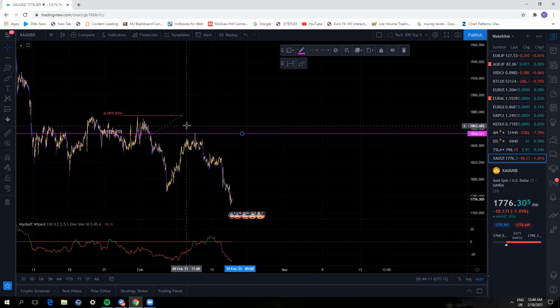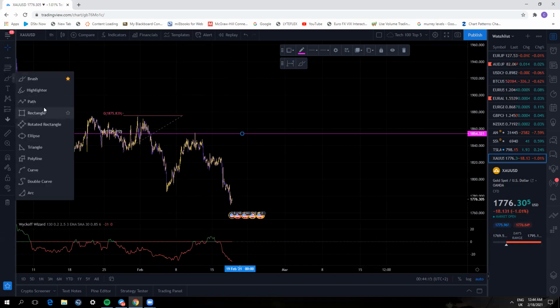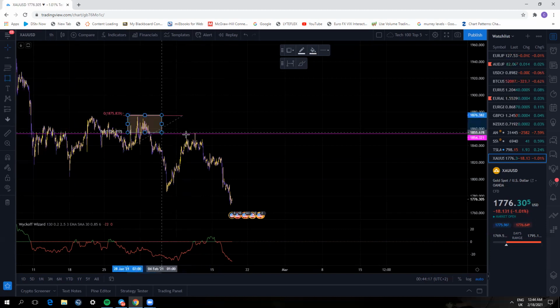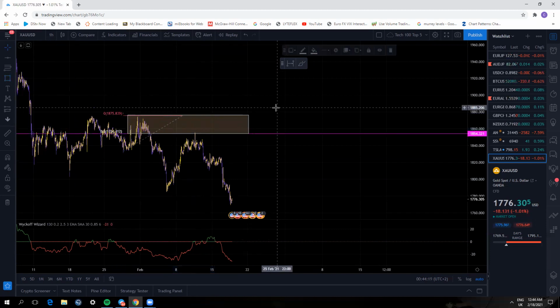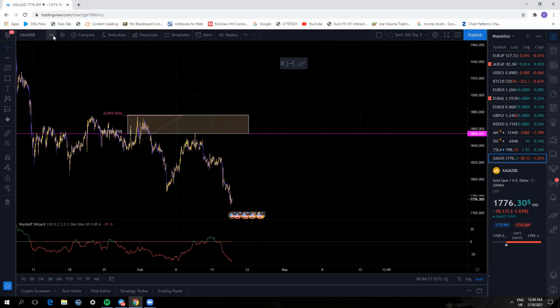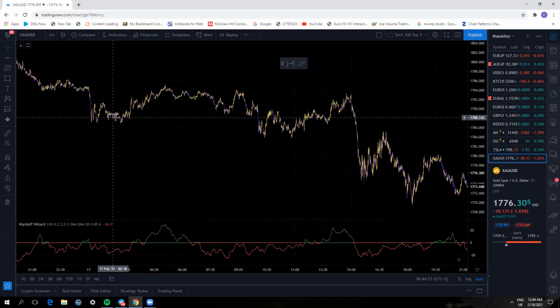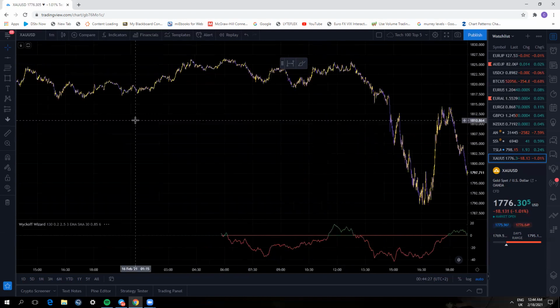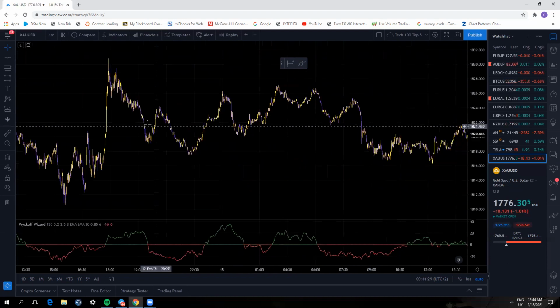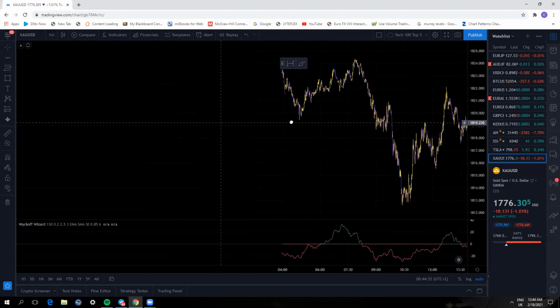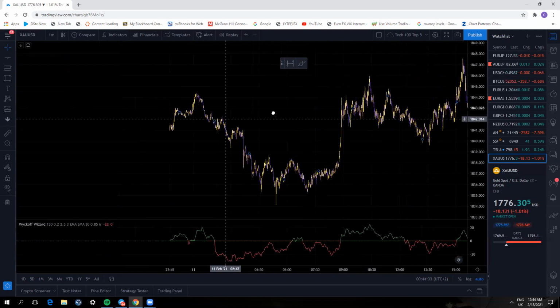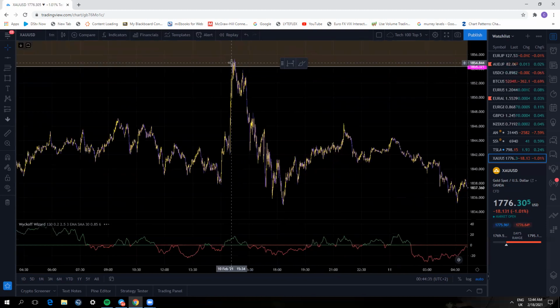Okay, so let's denote this area. I'm just going to draw a little rectangle. Within this area, we're going to be looking for distribution. If we go back to our lower time frame, sorry, I'm going to have to scroll back for a while. If we go into our lower time frame, this is our area of interest, and as you can see, we tapped into it.